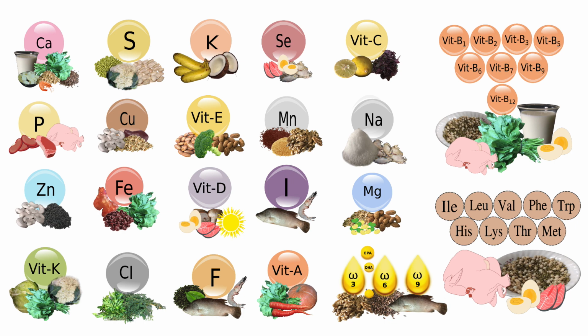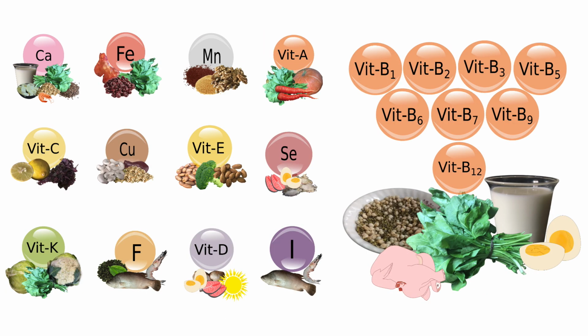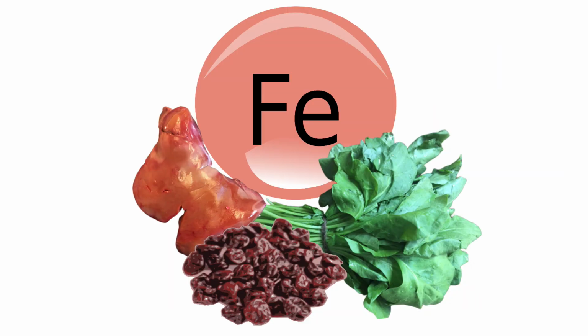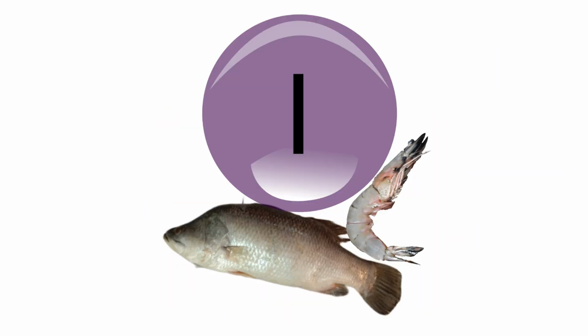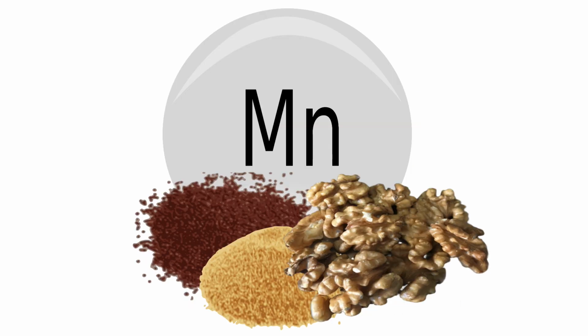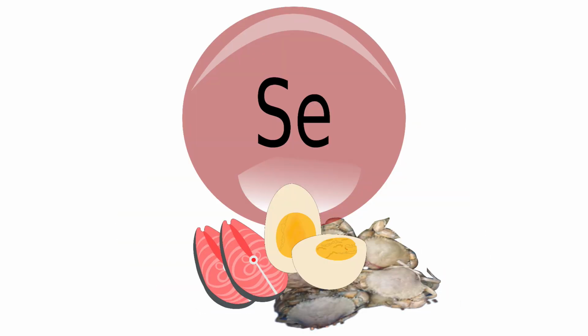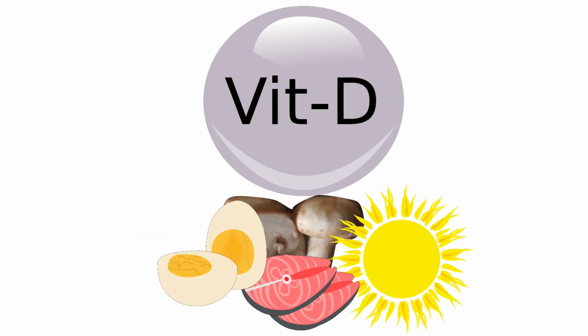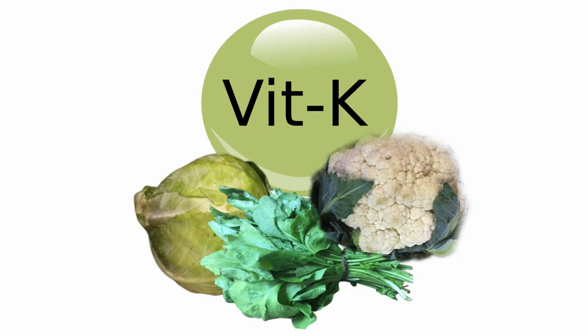Essential nutrients are divided into two types: Type 1 nutrients or functional nutrients and Type 2 nutrients or growth nutrients. Iron, calcium, iodine and copper are Type 1 nutrients. Manganese, fluorine and selenium also belong to the same group. Vitamin B, C, A, D, E and K are Type 1 nutrients as well.